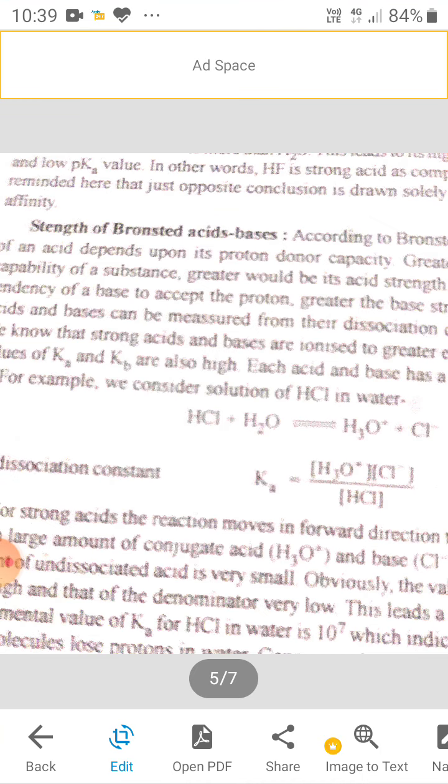Strength of Bronsted acids and bases. According to Bronsted and Lowry, the strength of an acid depends upon its proton donor capacity, and the strength of a base depends on its proton acceptor capacity. Similarly, the greater the tendency of a base to accept the proton, the greater its strength. This strength can be calculated by calculating dissociation constants.